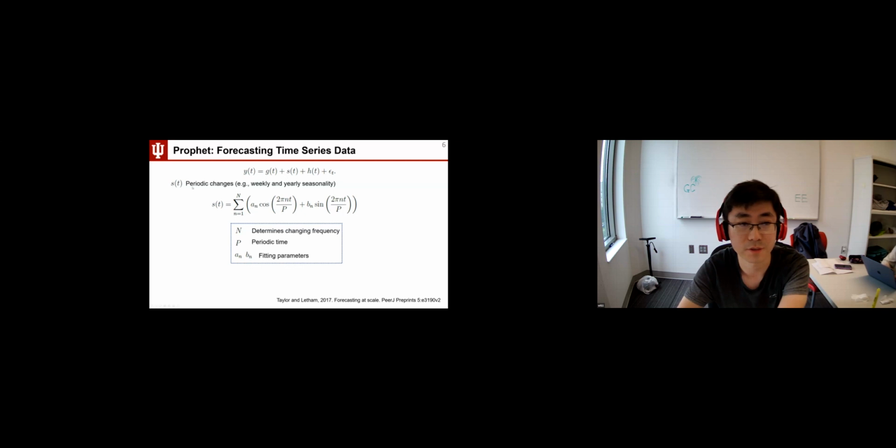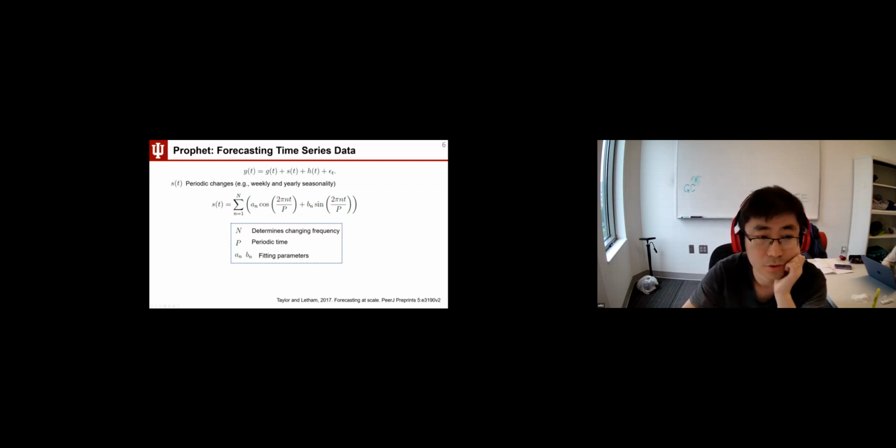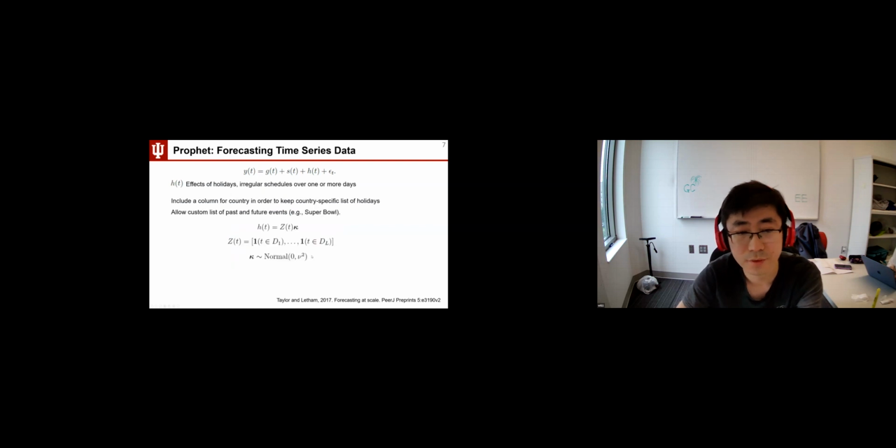The second component is the periodic change. It uses cosine and sine functions to represent the periodicity of the data. And N determines the change in frequency, so this number can also be manually changed. One thing to be noted is that if you use a larger N, this can probably cause overfitting. P is the periodic time here, and a_n and b_n are the fitting parameters.